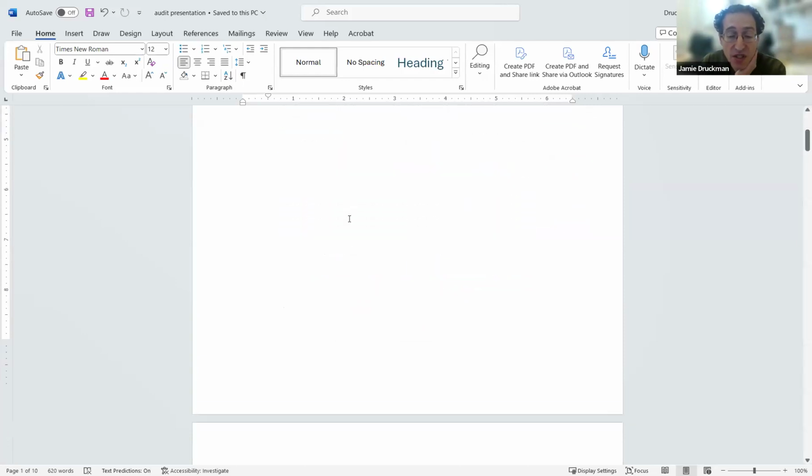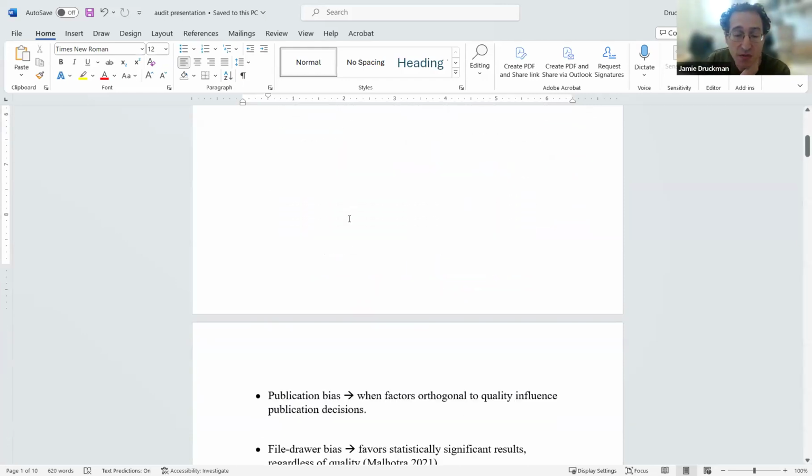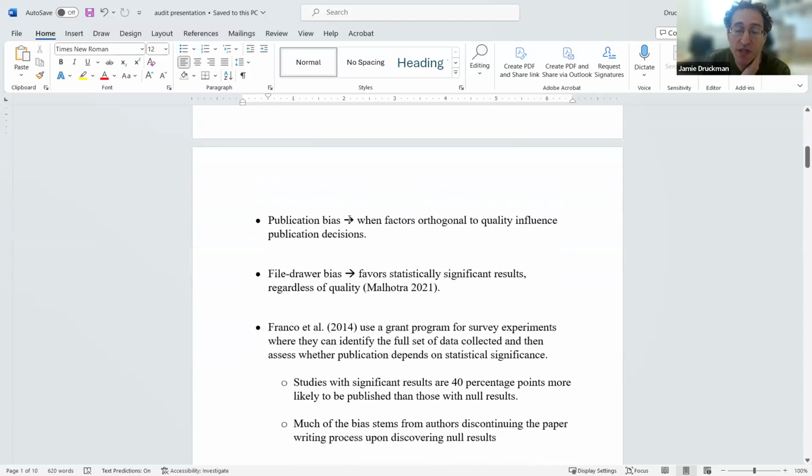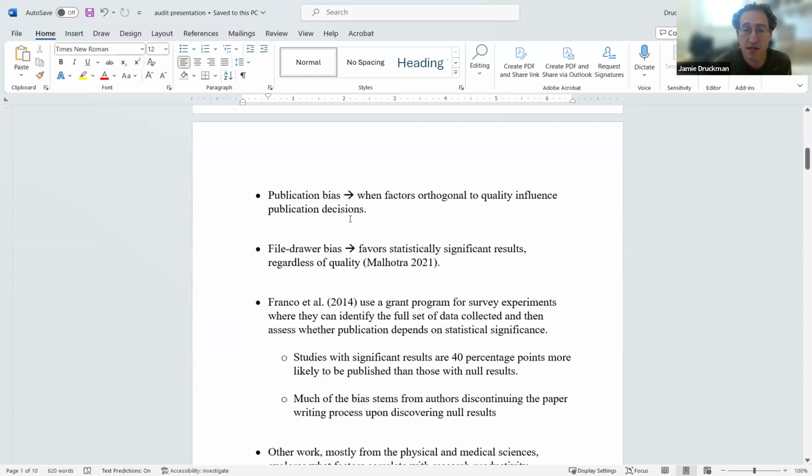And so to give just a little bit of background, which is probably familiar to most of the people in the seminar, there's long been this kind of big question in the social sciences about the role of publication bias, and there are lots of different sources of publication biases. So in a broad sense, we can think of that as when factors orthogonal to the quality of the research influence publication decisions. In a more narrow sense, the one that we mostly talk about is what is called the file drawer bias, which was a term coined in, I think, 1979 by Rosenthal. And the idea here is that you favor statistically significant results regardless of quality.